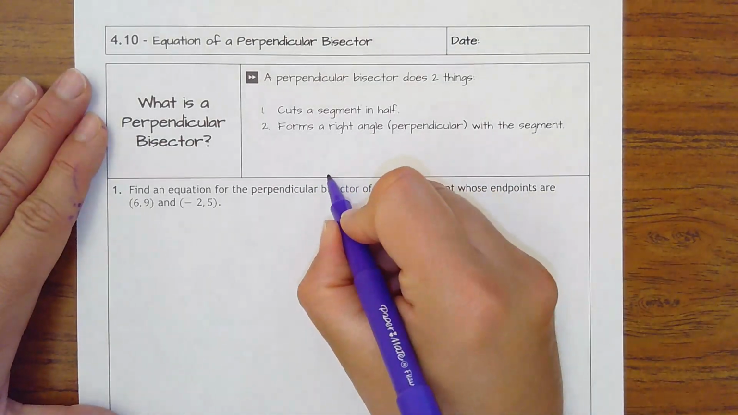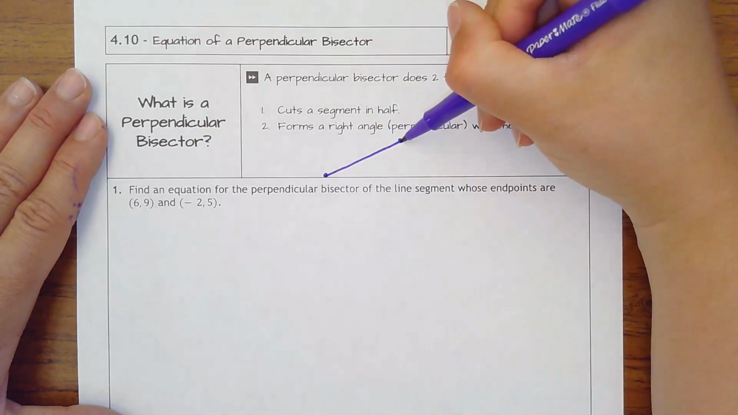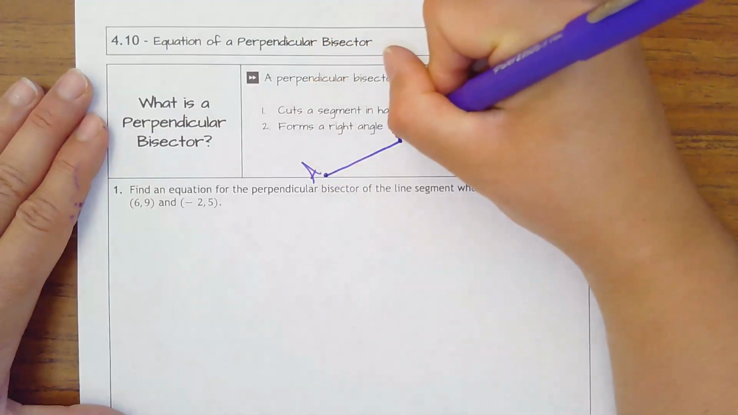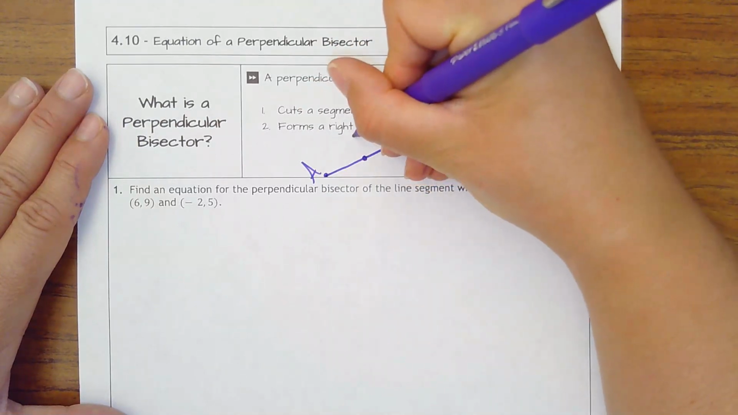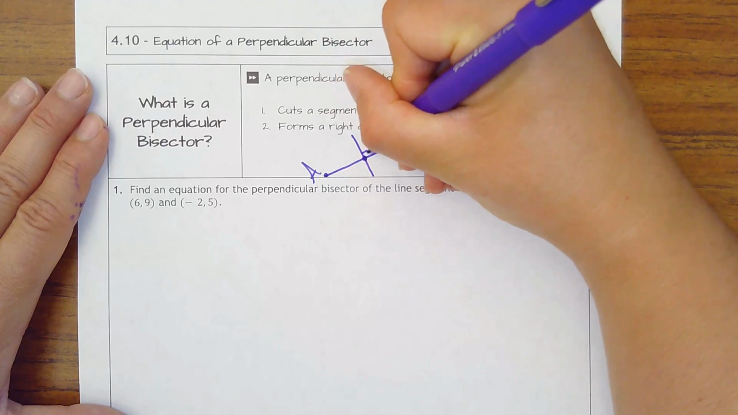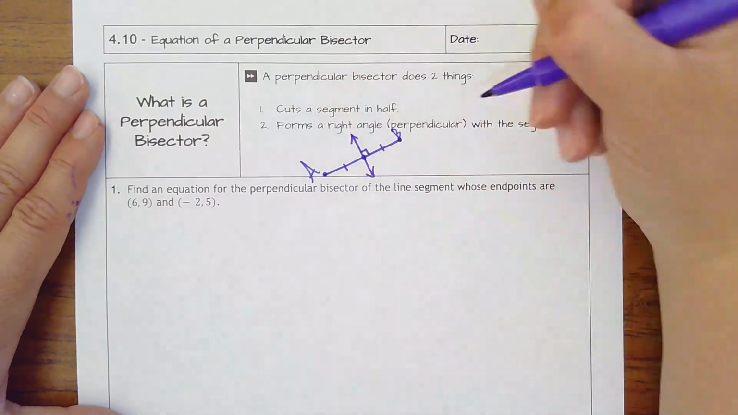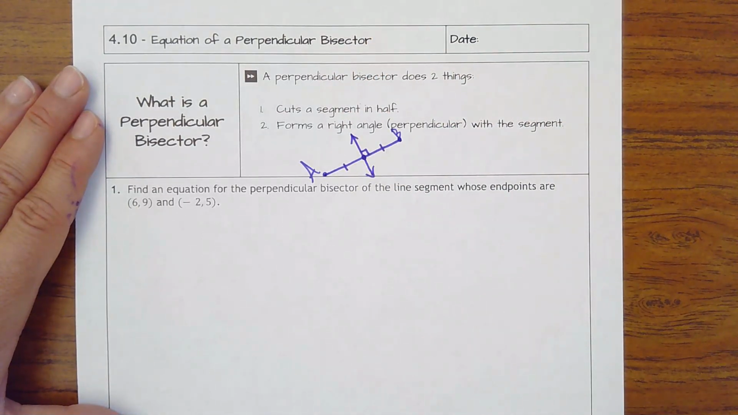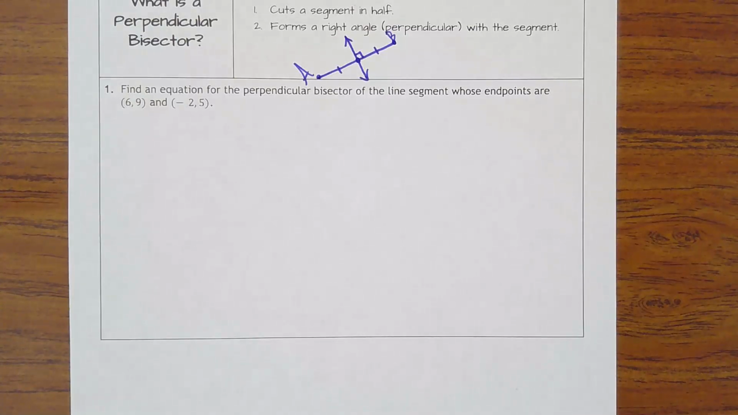So that's like having a line, a perpendicular bisector. Let's call this line AB. It is going to find the middle, and then it's also going to make right angles. So these are equal, and this is perpendicular. That's what a perpendicular bisector does. We can now use our knowledge of equations to write equations of a perpendicular bisector.